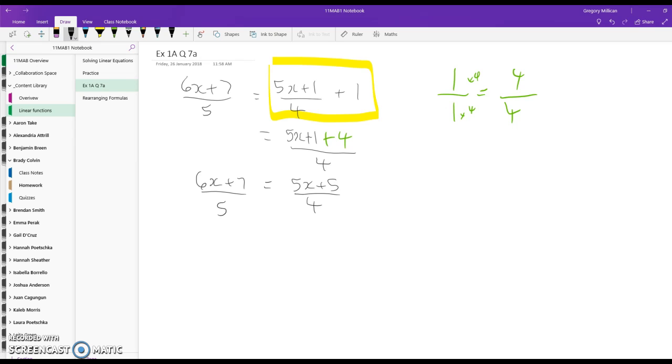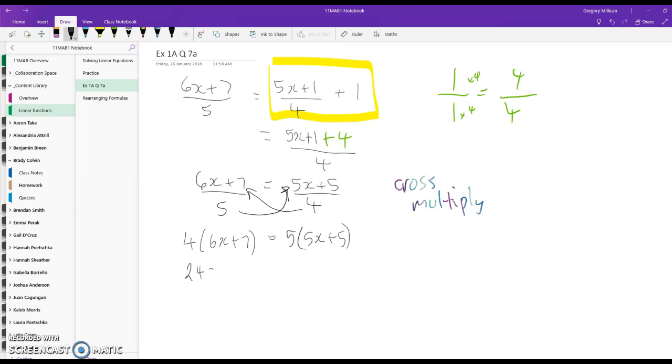Okay, we've got two divisions on the left and right, so what we're going to do is cross multiply. All that simply means is we're going to get the 4 and take it up there, and we're going to get the 5 and take it up there. Not too neat, sorry about that. So effectively, because this is a division sign here, it's going to go multiply. So it's going to be the 4 times 6x plus 7, and the 5 similarly is going to go to that side, times 5x plus 5. Okay, just like the previous question, expand your brackets.